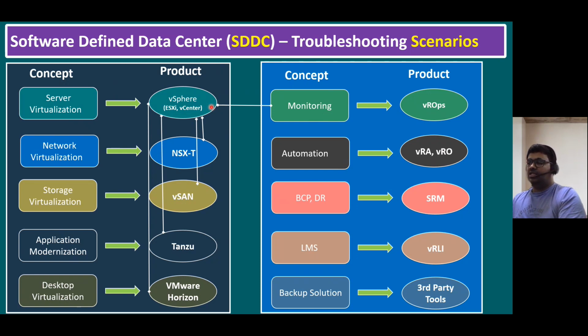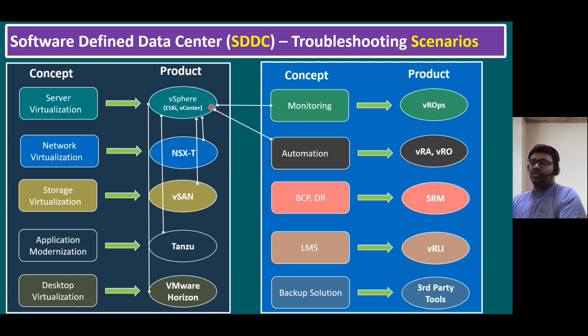Let's talk about another scenario: automation. Even for automation, in order to perform all the automation tasks, our vCenter server must be registered at the vRA level. Suppose the vCenter server is down.